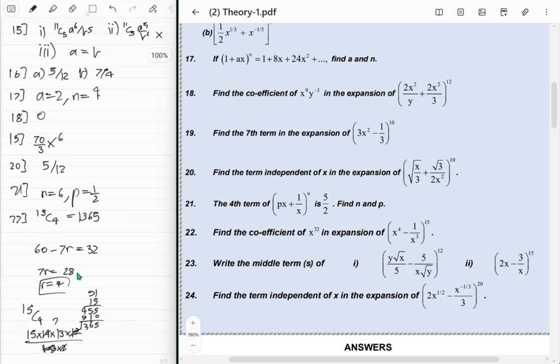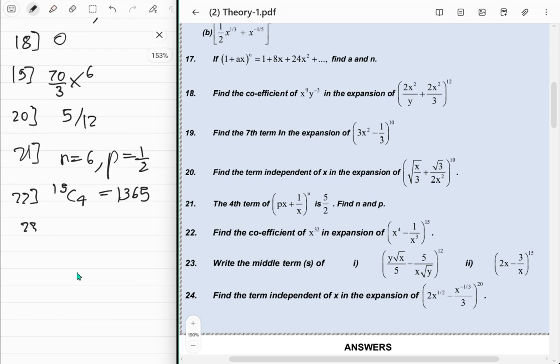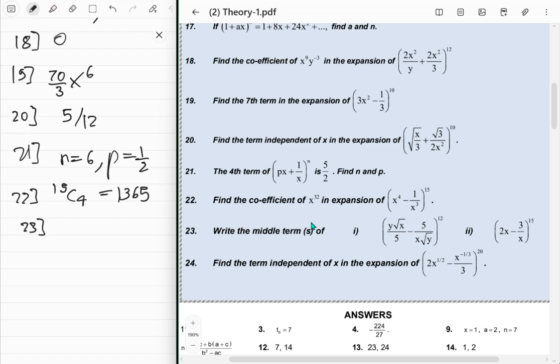Next question, 23. Write the middle term of this and that. What? Middle term? Oh yeah, okay, I understand what you're saying. So it's about 12, right? With 13 terms, you want the middle term. If there are 13 terms, the middle term will just be the 7th term, right?